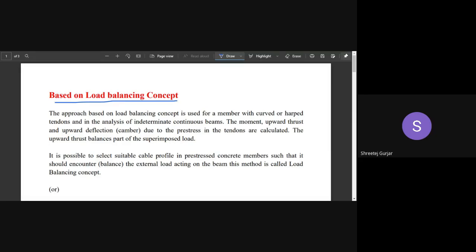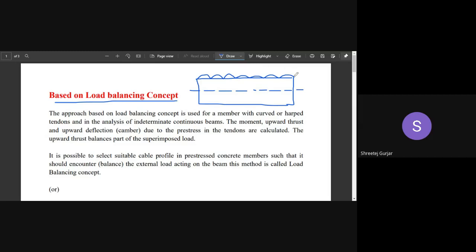So what is the cable profile if you have a UDL? Can anyone guess what cable profile we provide? It is related to your bending moment. That is a hint: the cable profile depends upon your bending moment diagram. So how is it? Parabolic, sir. Parabolic, right? Correct answer.